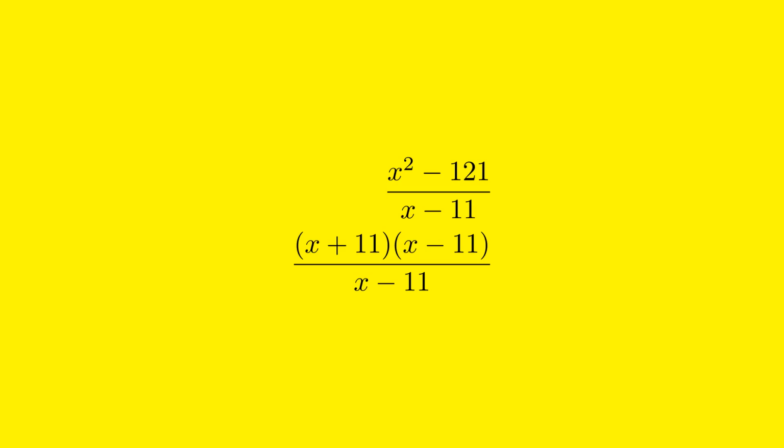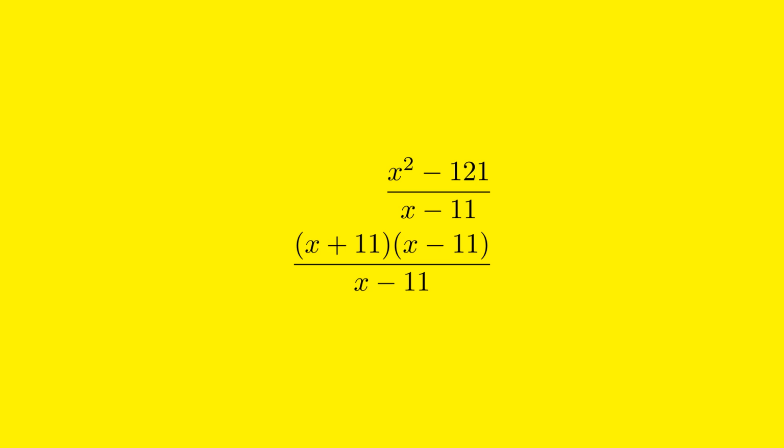First, we start with the rational expression x squared minus 121 divided by x minus 11. To simplify this expression, we need to factor the numerator and see if it can be reduced with the denominator.